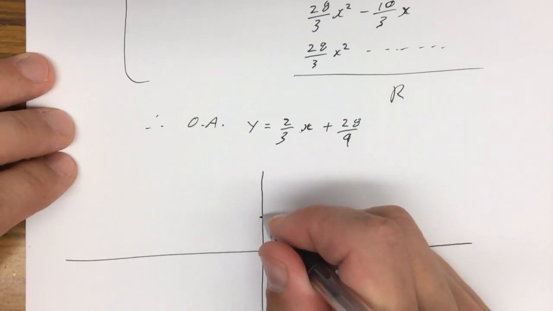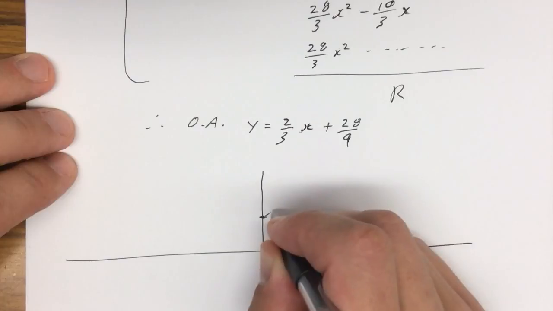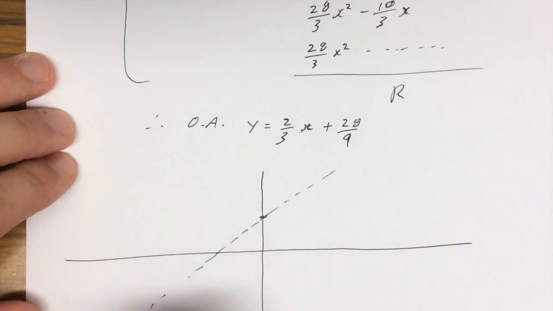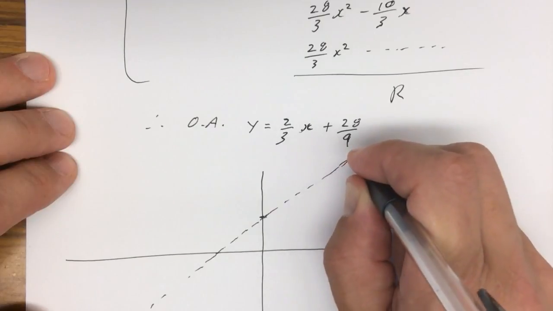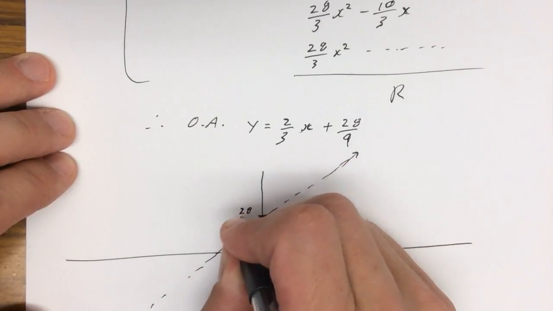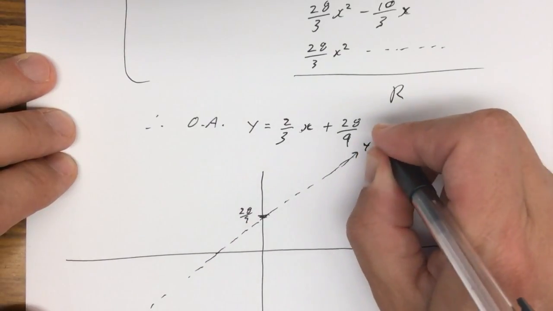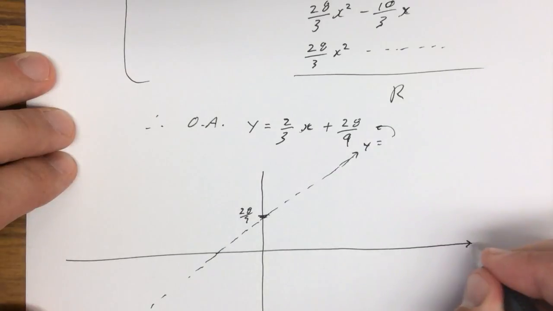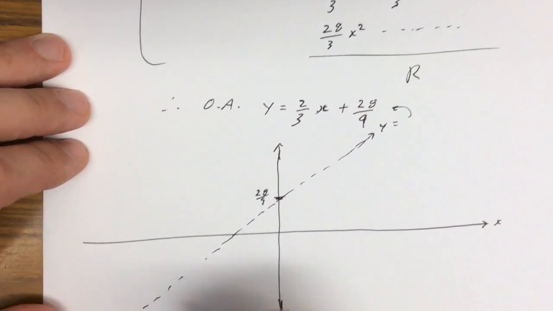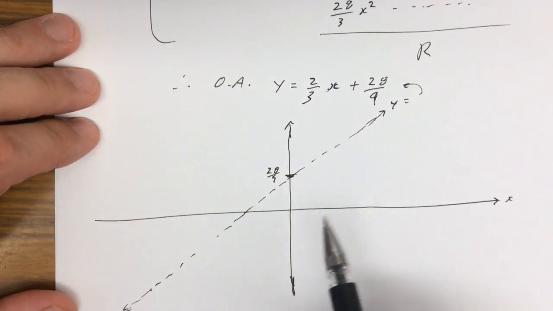2/3 slope, so it goes up 2 over 3. So it's going to be like this. About like that. Okay. And there's the oblique asymptote. There's 28 over 9. And we label it y equals that right there basically. X, y. And this is what the function tends to as x goes to infinity.